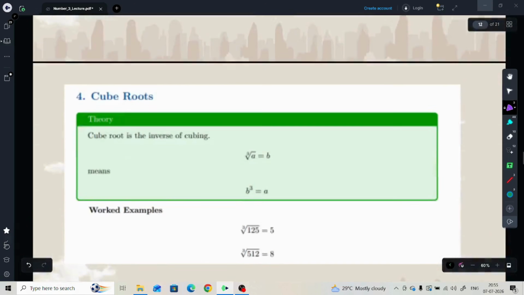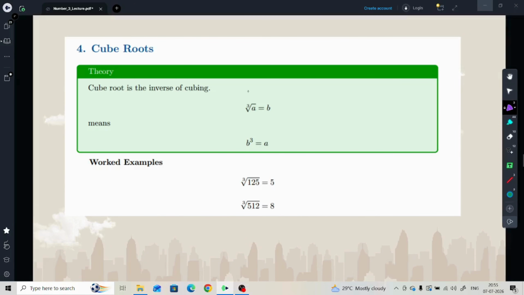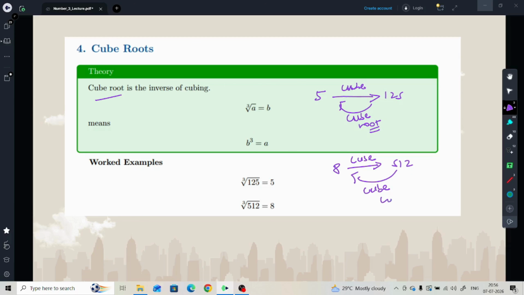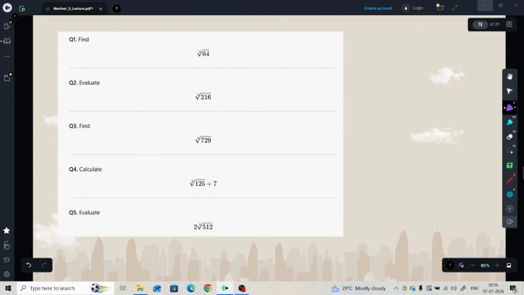Okay, till right now I don't think there must be any doubt. Again, as I told you, the inverse of cubing is basically the cube root. So as you know, 5 cube is basically 125, but the cube root of 125 is 5. Then 8 cube is basically 512, and the cube root of 512 is basically 8. Like that, very simple, very easy.